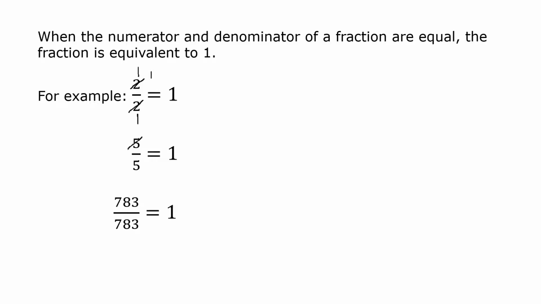Similarly with this one, I would divide the numerator and denominator by 5 and I would get 1 over 1. And with 783 over 783, I would divide both numbers by 783, and that would give me 1 over 1, which is equal to 1.